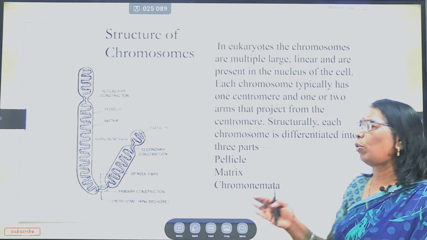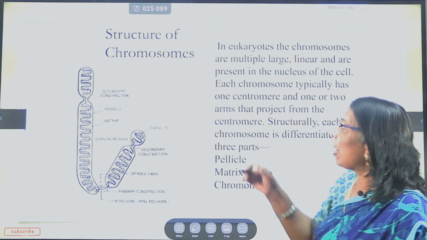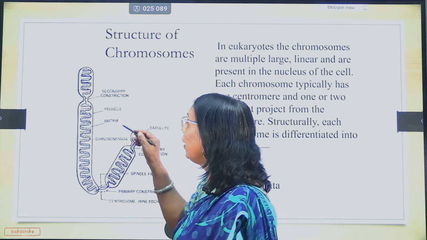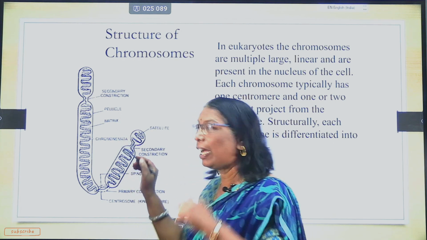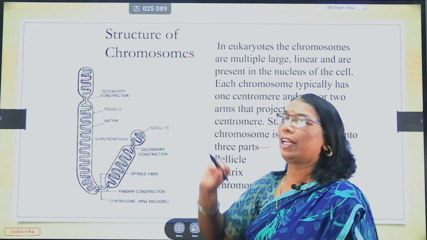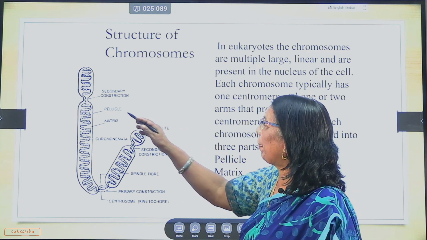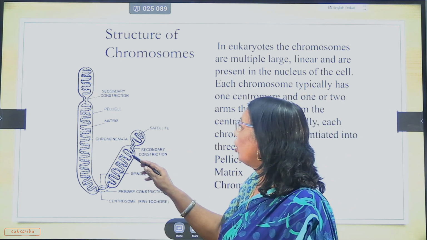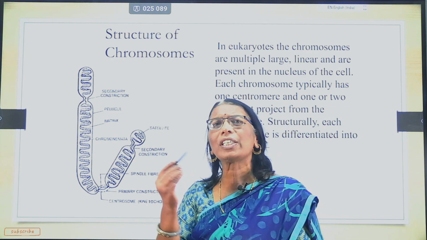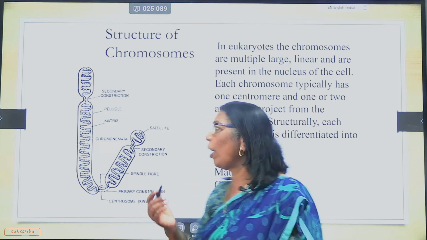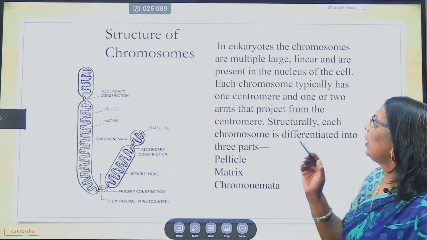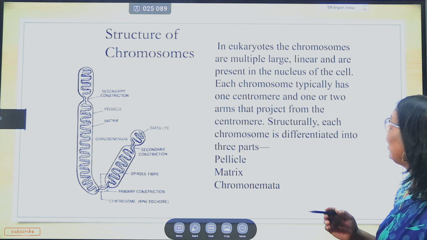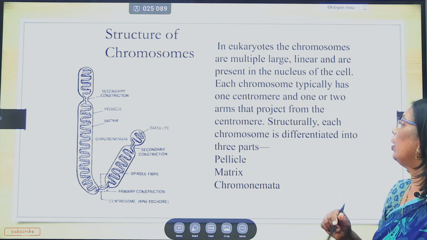When we observe this chromosome under an electron microscope, we find a rod-shaped structure with an outer layer, a membrane-bound layer termed the pellicle. Inside that, the matrix is present, and in the matrix, thin thread-like structures, which are spirally coiled, are present; these are termed chromatids. In eukaryotes, the chromosomes are multiple and large. They are linear and present in the nucleus of the cell.